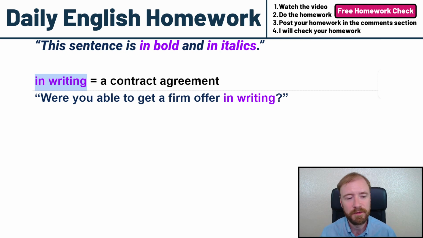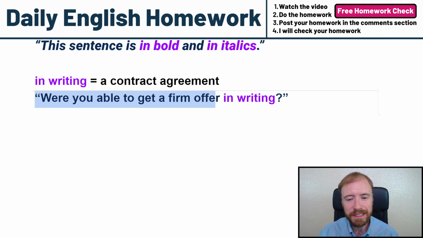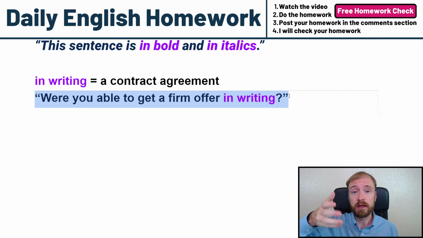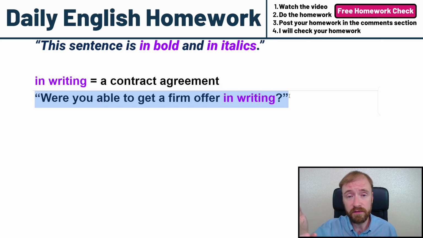A contract agreement. So were you able to get a firm offer in writing? So in writing means, you know, you can be talking to someone and you agree, okay, I will give you $500 and you give me your car. And we shake and you give me your car, but I don't give you the $500. Because we have nothing in writing. There's nothing written down. We only spoke. And that's useless if we have to go to court or the police. So it's very important when you're doing deals, negotiating, to get everything in writing, in a contract.